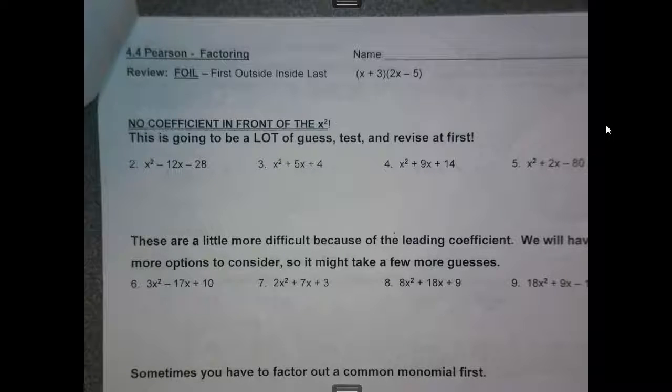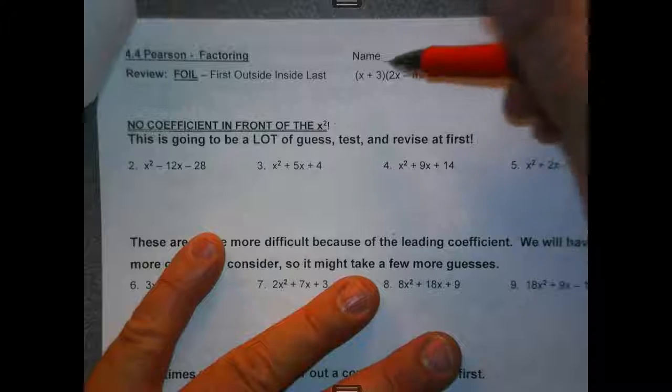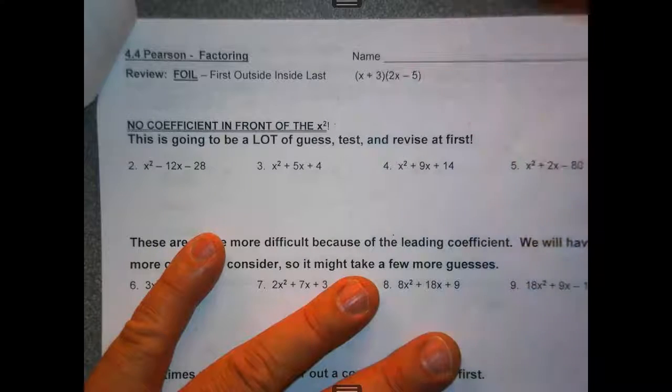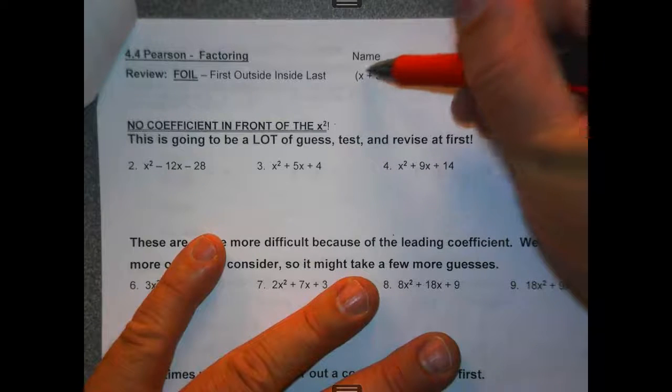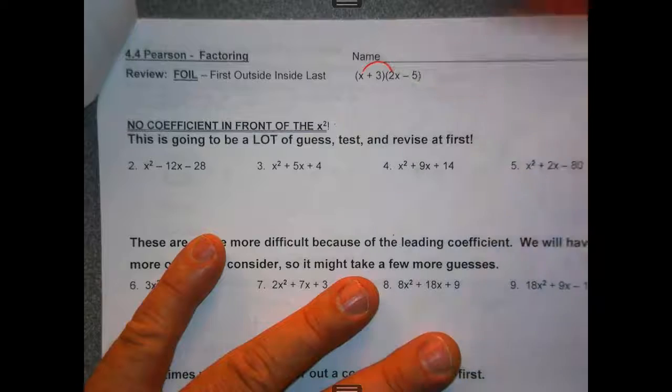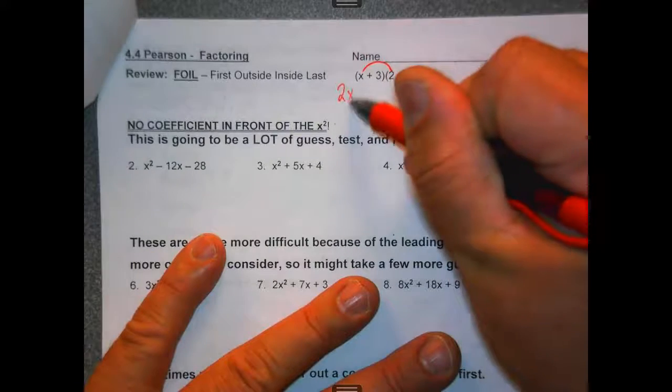If I'm multiplying a binomial times a binomial by FOIL, what does FOIL mean? A binomial is two terms in a quantity. Okay, first, x times 2x. There's my first. That is 2x squared.